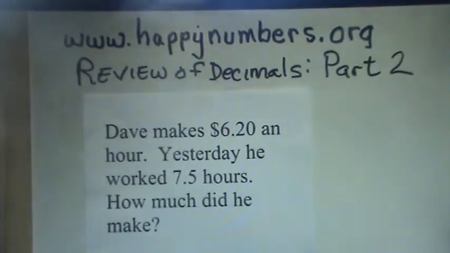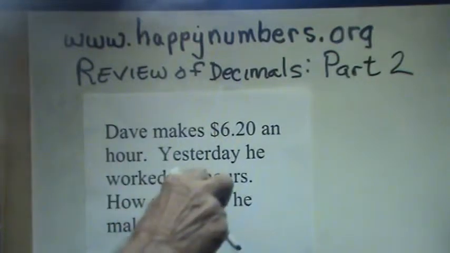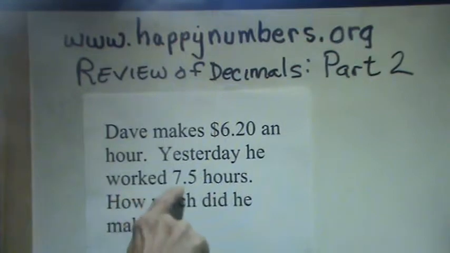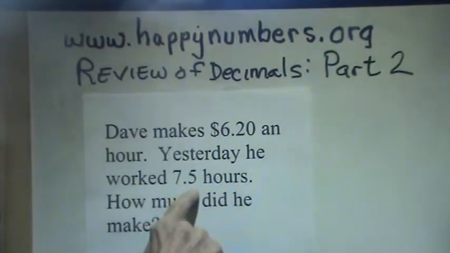Okay, we have a word problem here. Dave makes $6.20 an hour. Yesterday he worked 7 and 5/10 hours. How much did he make yesterday? Well, okay, put your video or DVD on pause, work this problem, and then turn it back on again.